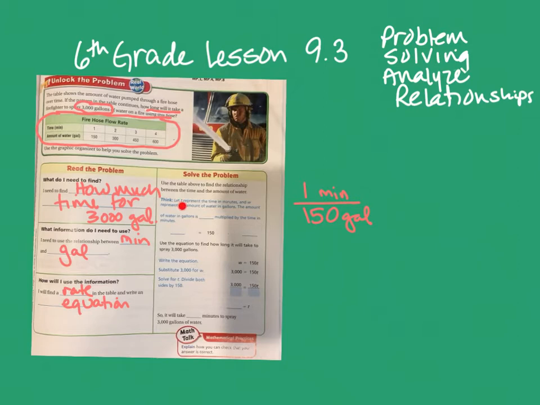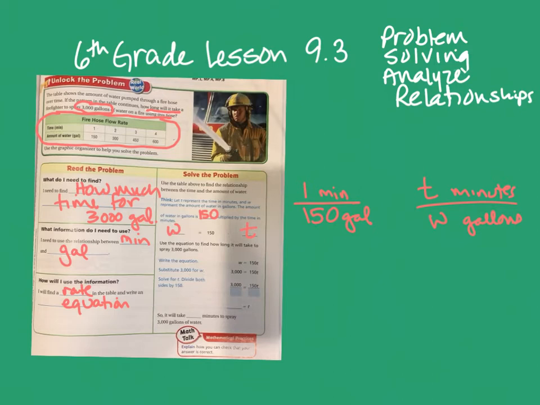They say let T represent the time in minutes. So T is minutes. And W will represent the amount of water in gallons. The amount of water in gallons is 150, we discovered, multiplied by the time in minutes. So if it was 1 minute, multiply by 150, and that's what you get. If it's 2 minutes, multiply 2 times 150, and that's what you get. So we get our dependent variable, the amount of water in gallons, equals 150 times the time.